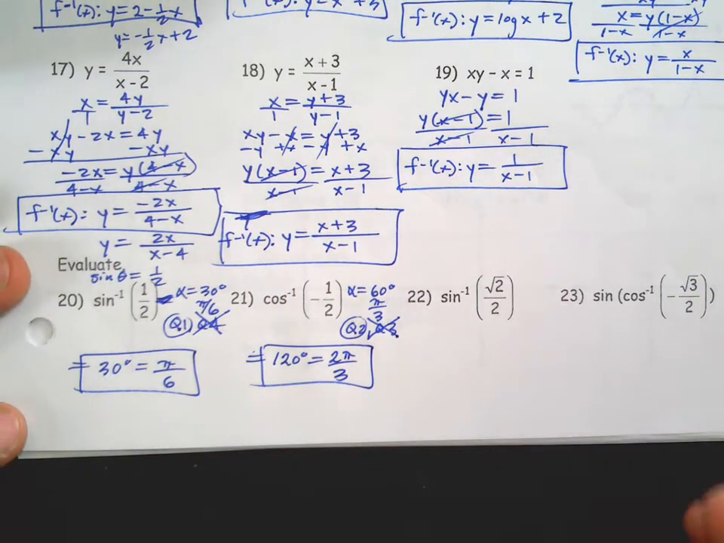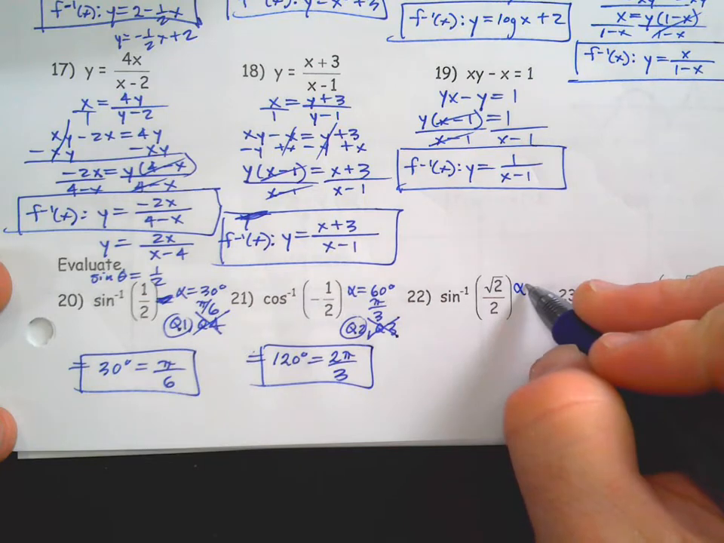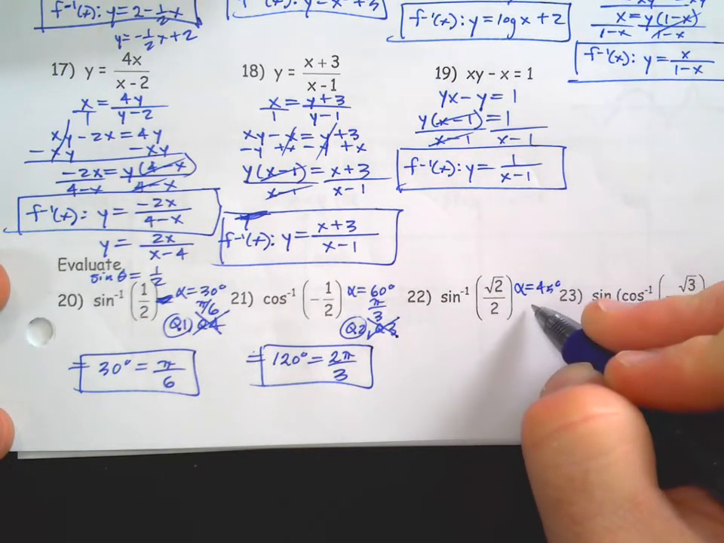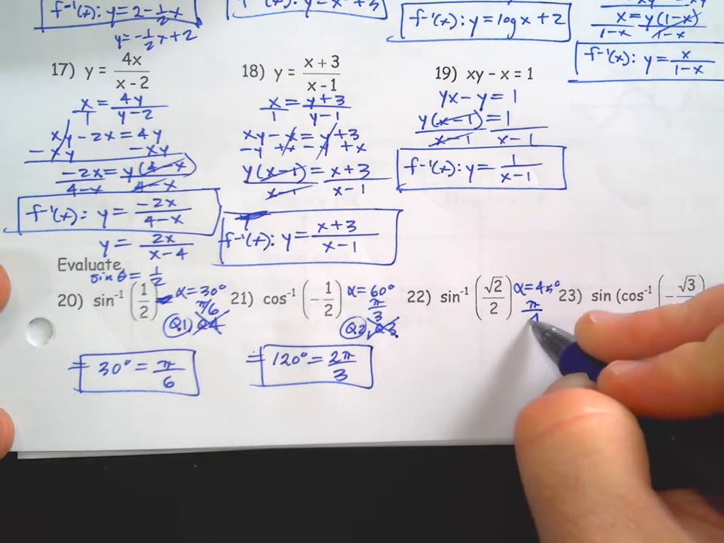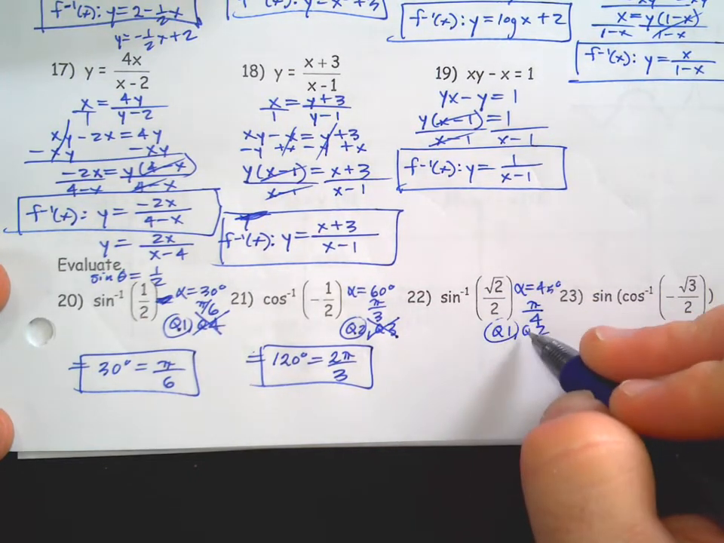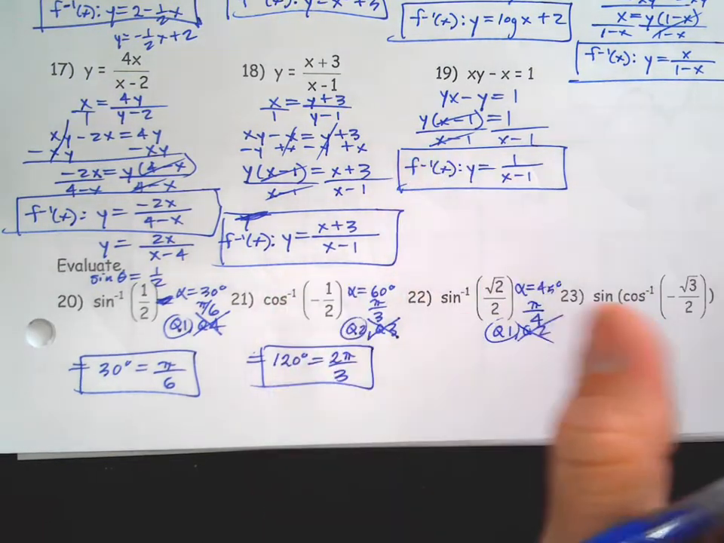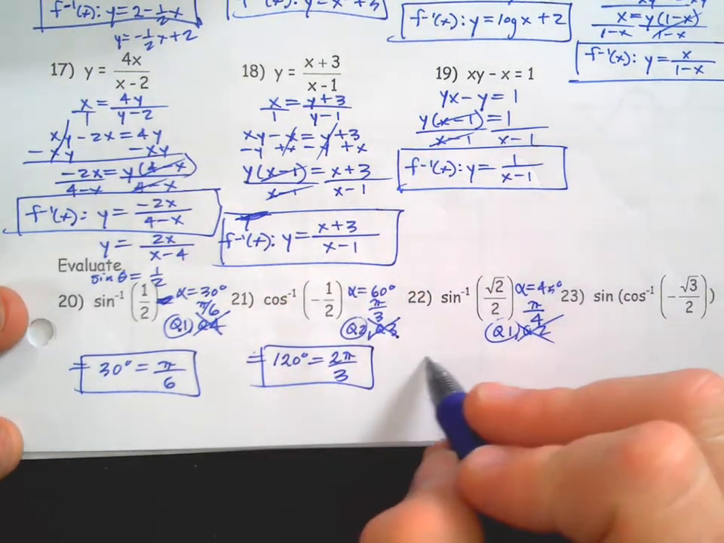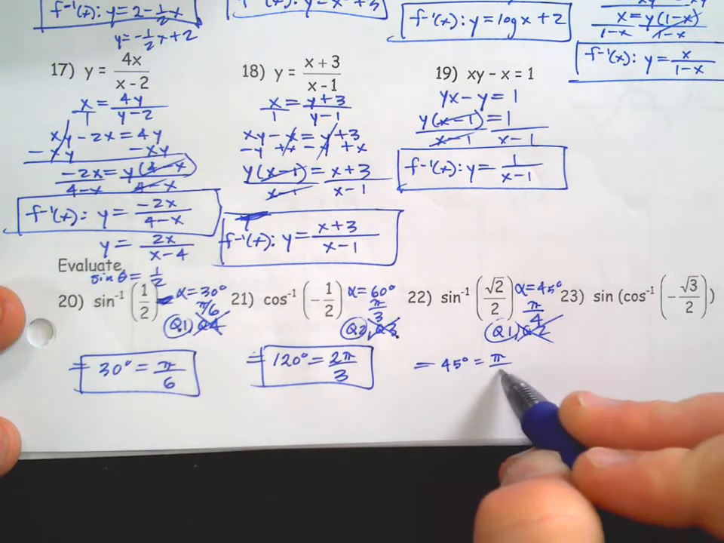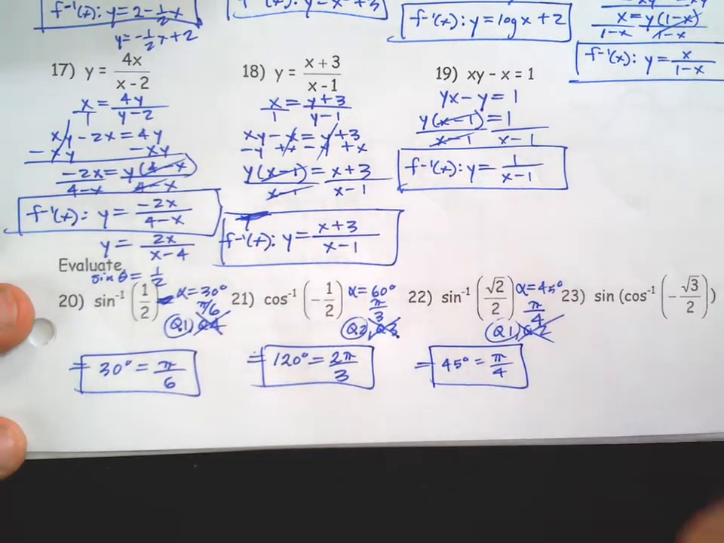from memorization. Okay. So when does sine equal root 2 over 2? 45 degrees. Pi over 4. What quadrants is it positive? 1 and 2. It's always going to be quadrant 1. If quadrant 1 is one of them, it's quadrant 1. So the answer is 45 degrees, pi over 4.